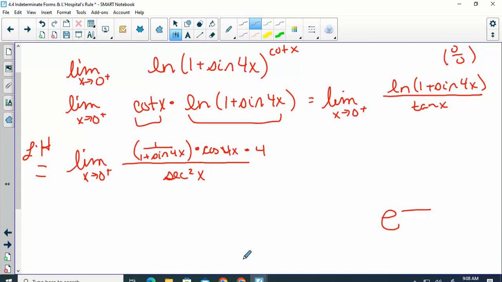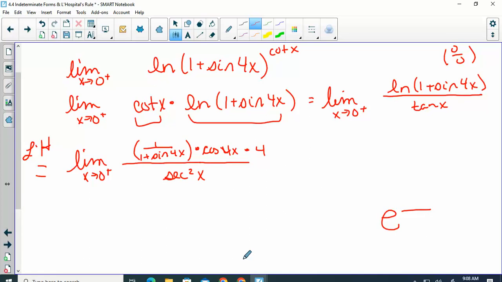So if you have forgotten some of your derivative rules, this will be a great time to refresh them. You need to know the derivatives of your logs, derivatives of your trig functions, and remember our chain rule. Are there any questions on how I got here? Now this looks like a horrible mess, and it might be, but let's see if we can evaluate it yet.